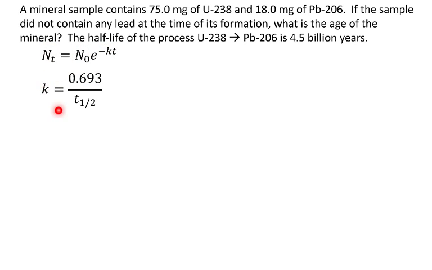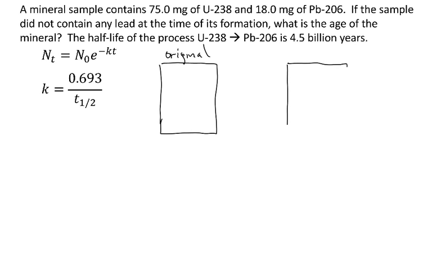K we can find the way we've done in all our other examples. And the NT we know, right? The NT is the 75 milligrams of uranium-238. What we need to find is N0. I like to think about it with a little diagram. I've got the rock originally when it was formed, and then I've got the rock today.